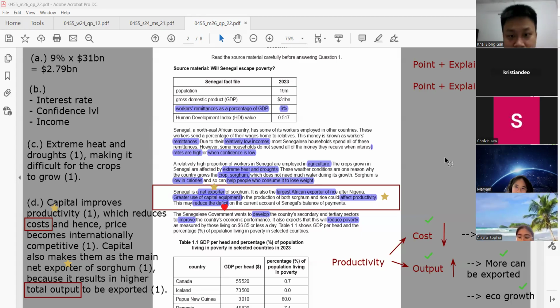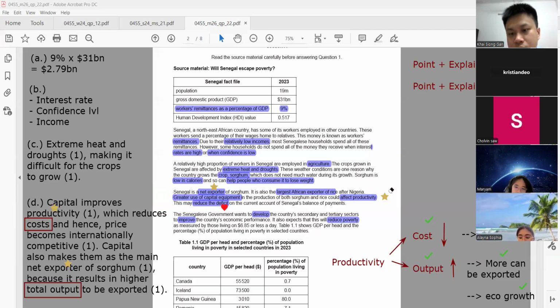If in the exam you have no idea and you write net exporter and productivity, then only 2 marks. That means there are the keywords, the points only, no explanation. You get 2 out of 4. You explain a bit, just explain a bit. Okay, this one is done.